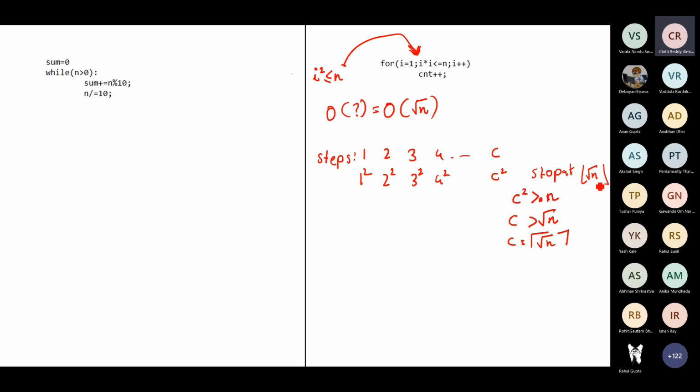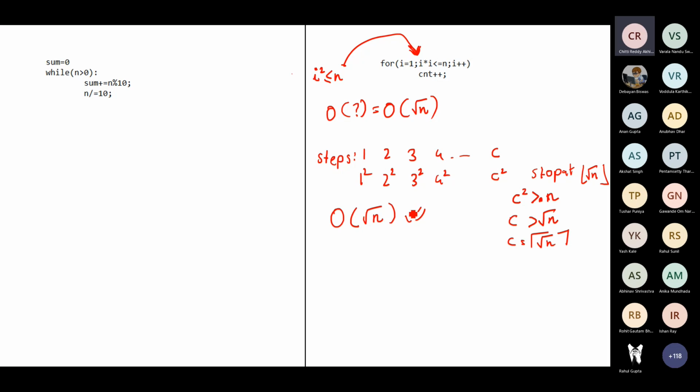So basically you can just ignore this floor, and the number of steps we'll take is around root n. So if it's around root n, you can just write it as O of root n, right? Because again, we don't care about the constants. So yeah, this O of root n is correct.